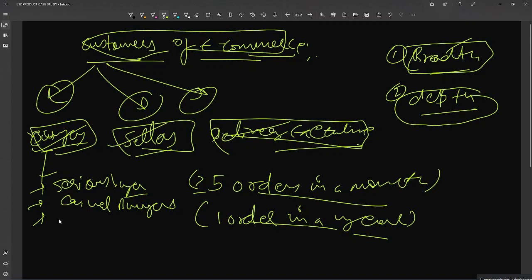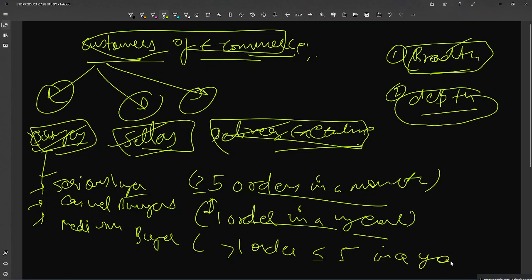Then there will be casual buyers, and then there will be some medium buyers also. Medium buyers will fall between both buckets: more than one order, but less than five orders in a year.